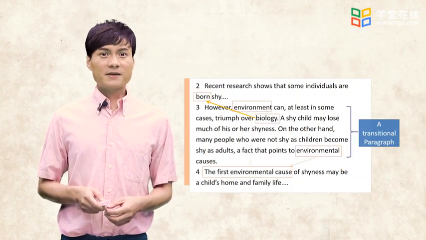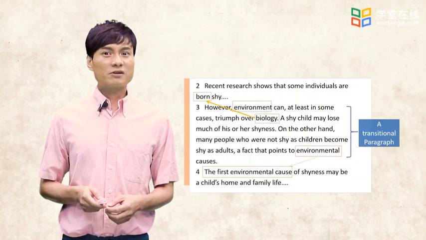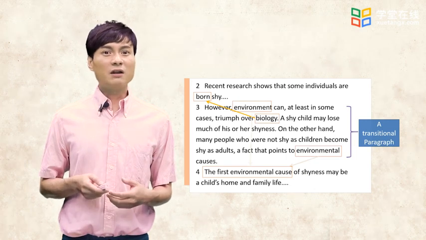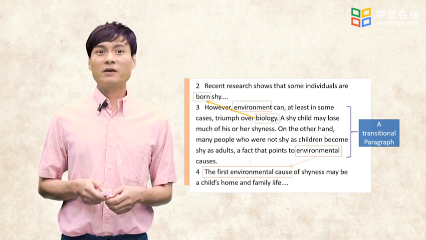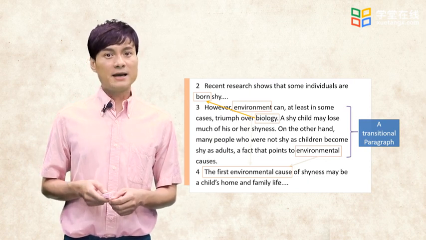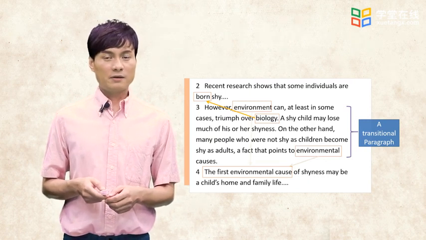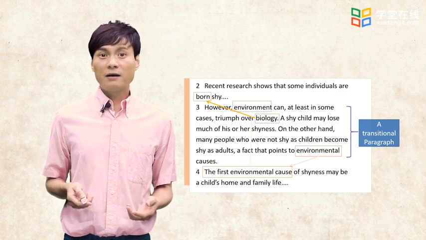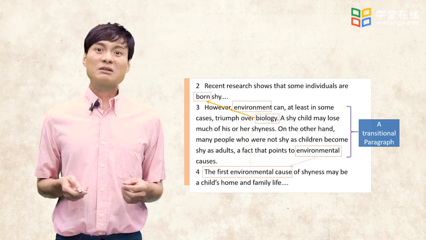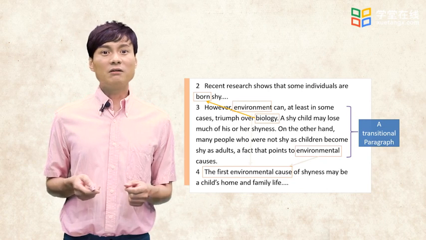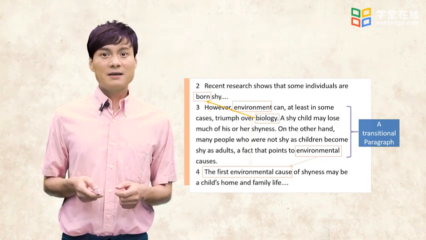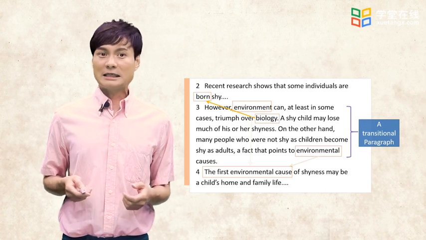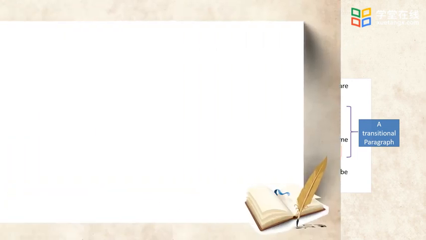Sometimes we may not find a transitional paragraph used to link two paragraphs in an essay. Instead, we can find a sentence or phrase at the end of a paragraph, or one at the beginning of the next paragraph, which serves as a transition to link the two paragraphs. We can also see such a transition later in this essay.